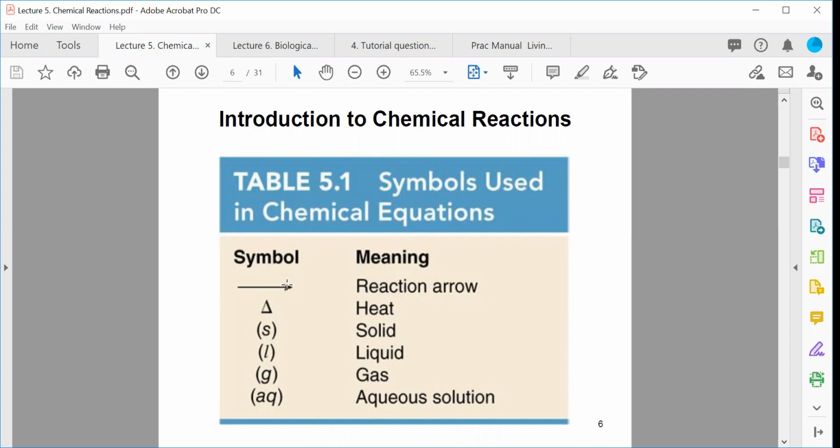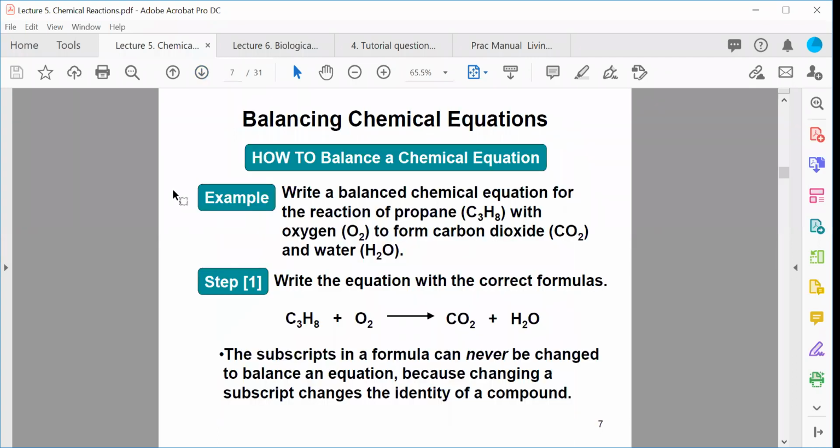So you already know that this is a reaction arrow. You might come across this, which sometimes indicates heat, but sometimes it indicates other things, and we'll come to that as we get there in lectures. All right, you'll see in your tutorial questions, or at least in a couple of them, you'll see the subscript S in brackets, which simply means a solid, L, liquid, G for gas, and AQ for aqueous solution. Okay, don't take too much notice of them, but at least when you come across them, you'll know what they're referring to. All right, so let's look at an example of how you go about balancing a chemical equation.